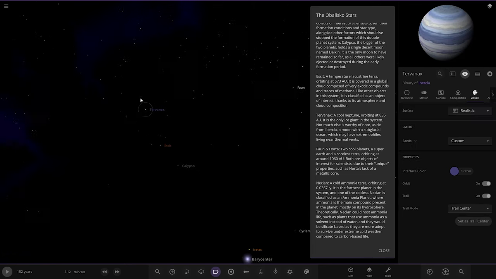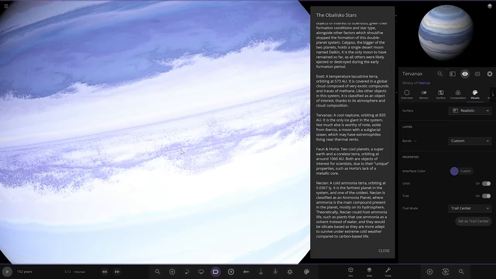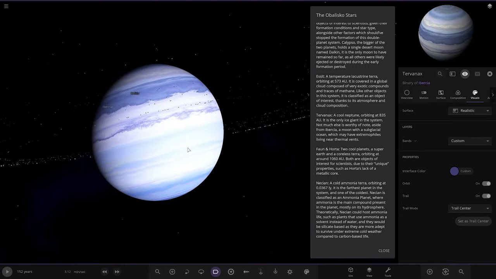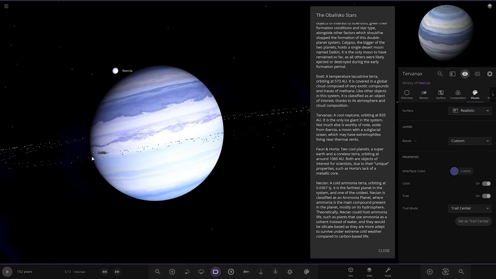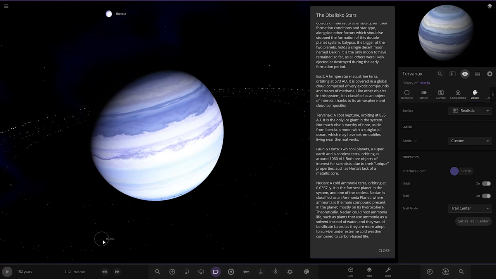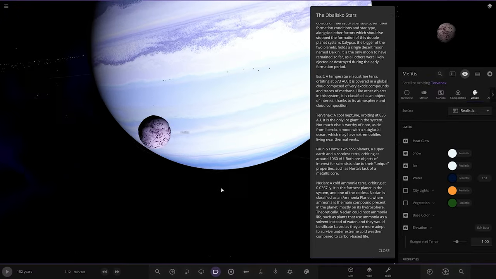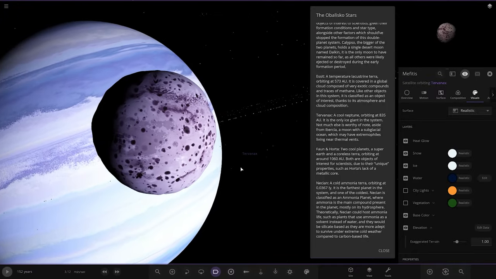Next up, we have got this one. Tervanax, a cool Neptune, orbiting at 835 AU. So it's pretty far out now. It has a little moon in the ring system there, by the looks of it. Can't even click on it, it's so small. There it is. So it's like a shepherd moon. Pretty close.